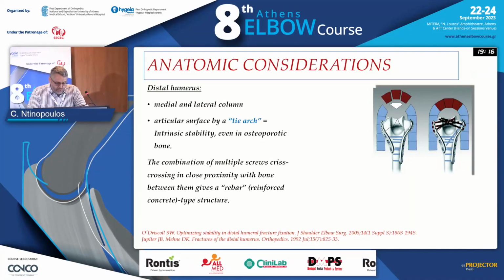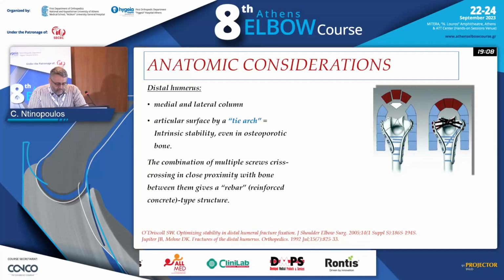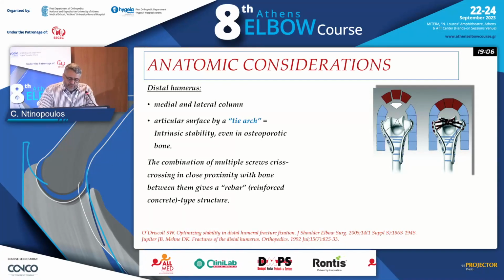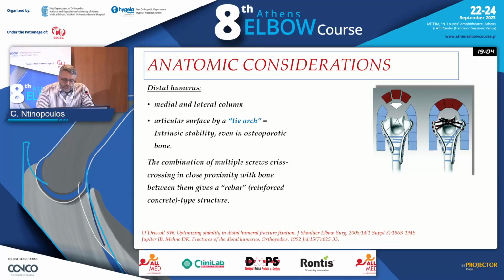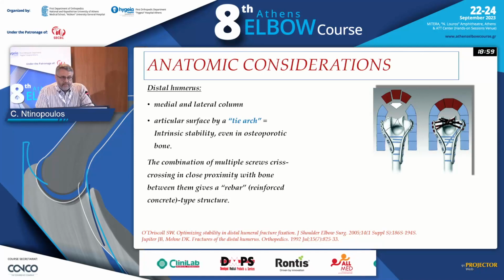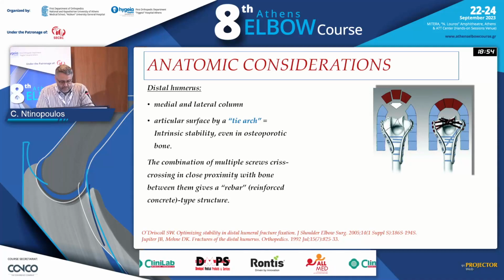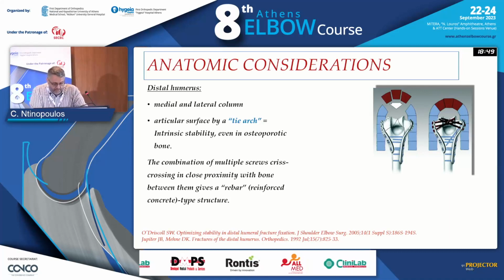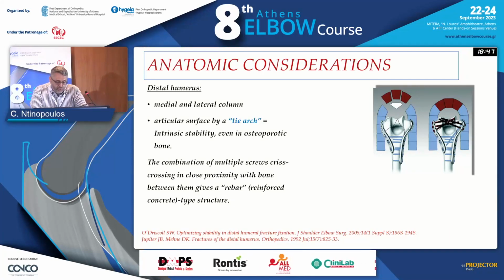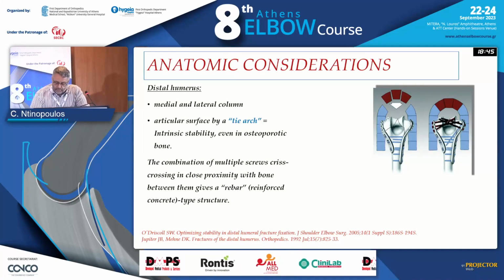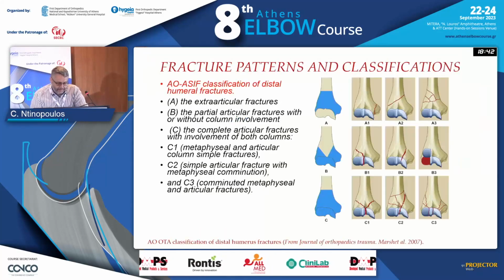The distal humerus is well known to be comprised of two columns, medial and lateral, with the work of Driscoll in 2005. The two columns are closed through the tie arch, creating an intrinsic stability to the distal humerus, even in osteoporotic bone. When we want to reproduce this stability, we have to reinforce the whole tie arch, probably with plates and screws, as we're going to see.